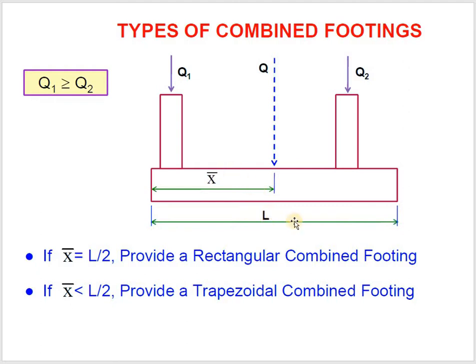But if this X bar is less than half the length of the footing base, then you will go for a trapezoidal footing, provided Q1 is greater than or equal to Q2. While finding this X bar, the distance is calculated from this point, from Q1. So this is the situation.